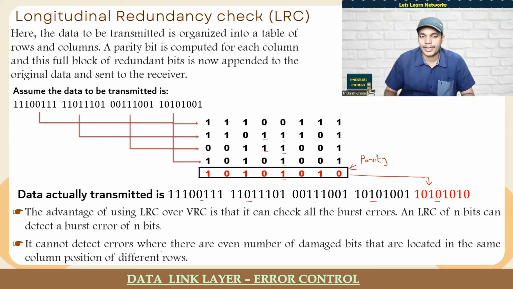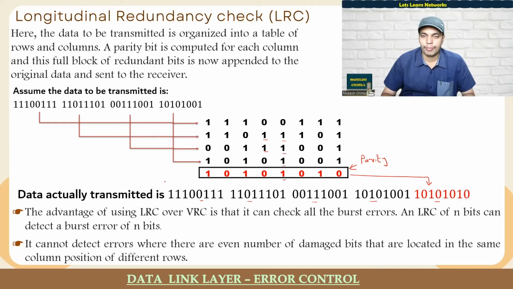It cannot detect errors where there are an even number of damaged bits that are located in the same column position of different rows. That means in these particular rows, if commonly the same positions are changed, in that case, an even number of damaged bits located in the same column positions, LRC will not be able to detect an error. This is the issue with LRC.